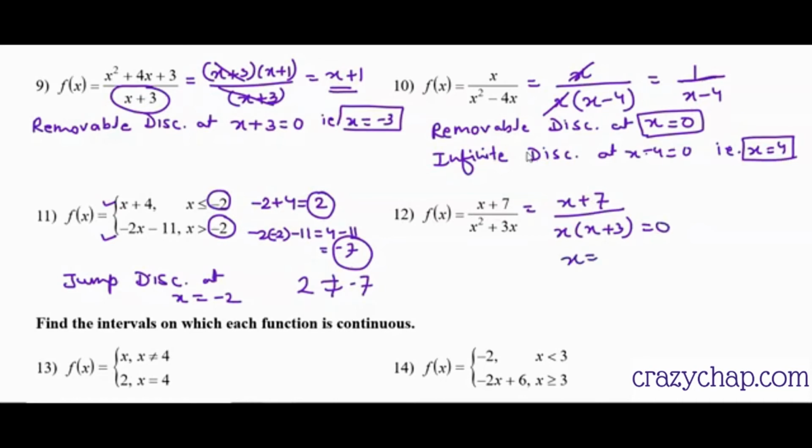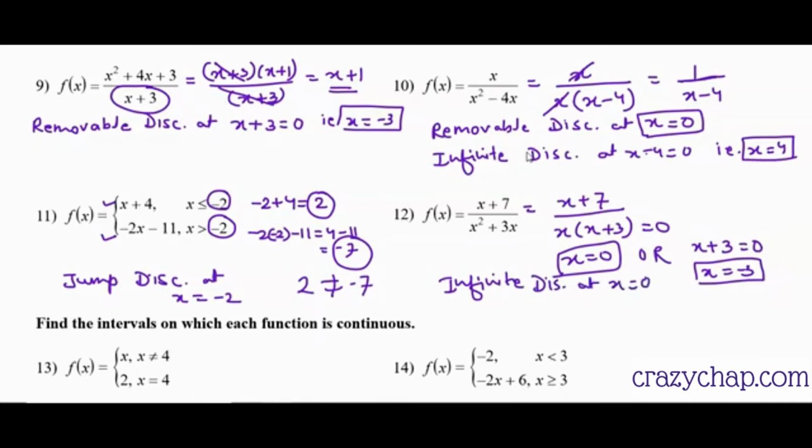So that will give x equal to 0 or x plus 3 equal to 0. I hope you understand basic algebra. So x equal to -3. So basically there are two values of x where there is an infinite discontinuity, 0 and -3. Infinite discontinuity at x equal to 0 and -3. Right? Okay. Let's come to the next question, question number 13.